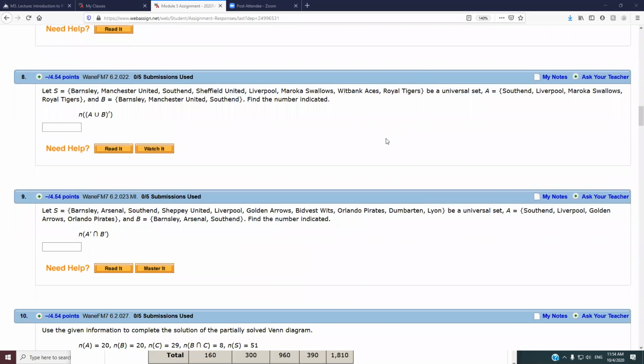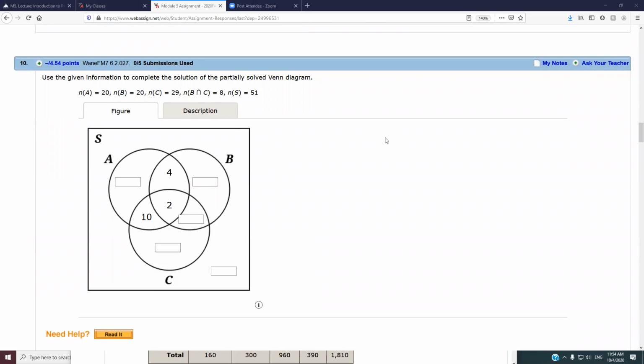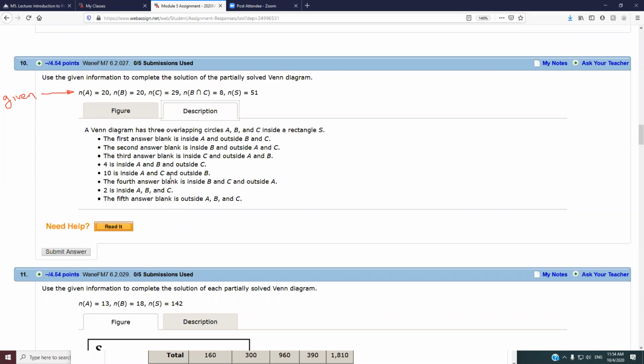All right, let's go to a Venn diagram example. Here's a Venn diagram example. All right, now, here's what they're asking me to do. They're asking me to look at this Venn diagram and fill in the blanks, but I've got to pay attention to this given information here. Also, I could click on this tab that says description, and it's going to give me a little more description about the setup of the Venn diagram. So you can read this over here.